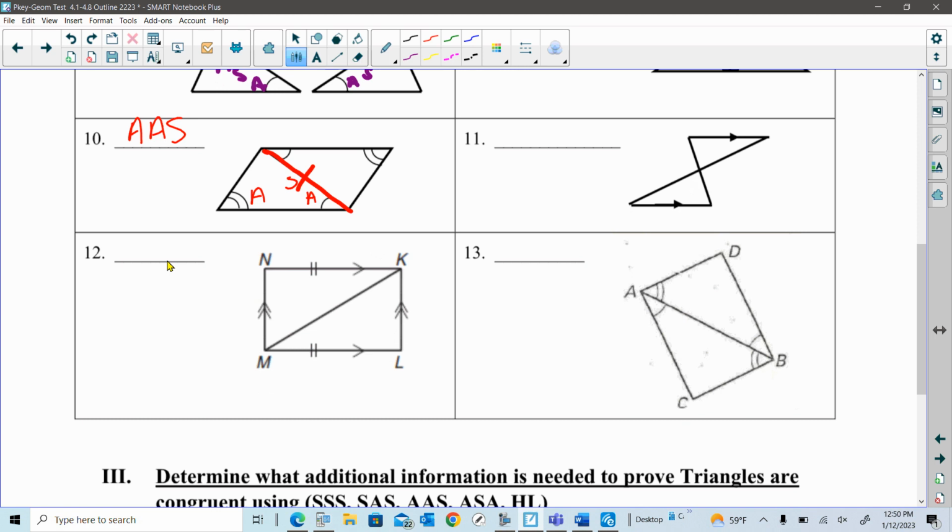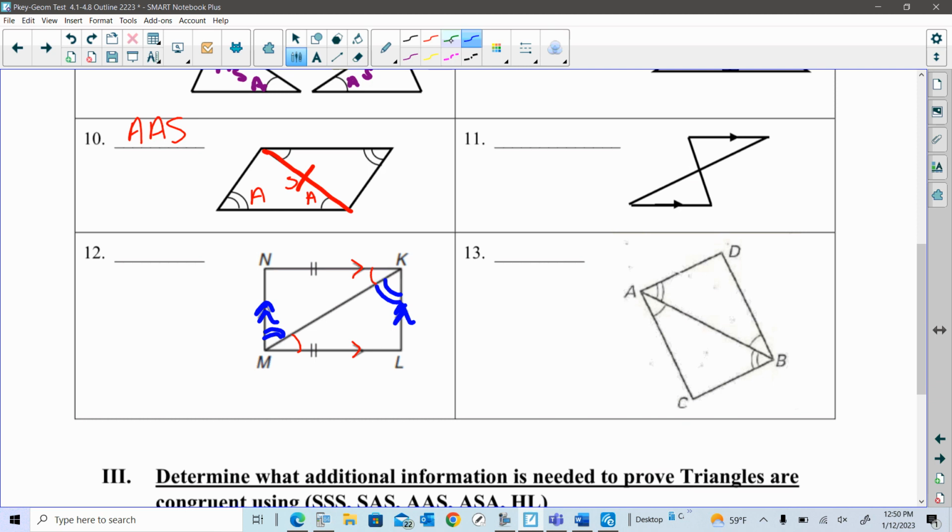On 12, they give you arrows. If you see the arrows, you have to mark the alternate interior angles. So there's 2, because we have double arrows. So what else are you going to mark here? Before that, we just said, if you see arrows, you mark what? Alternate interior angles. Where are the other pair? Yeah, just on the opposite side. So double arc here and a double arc.